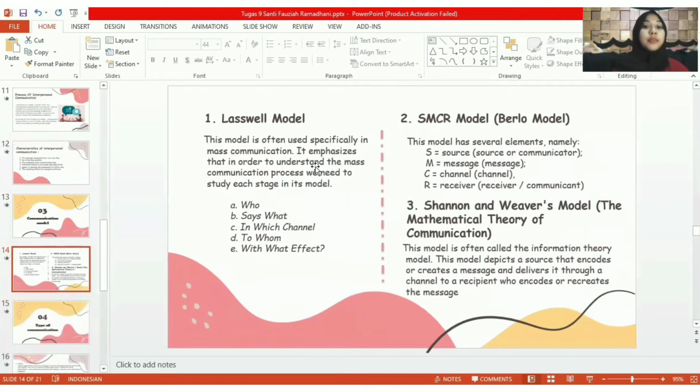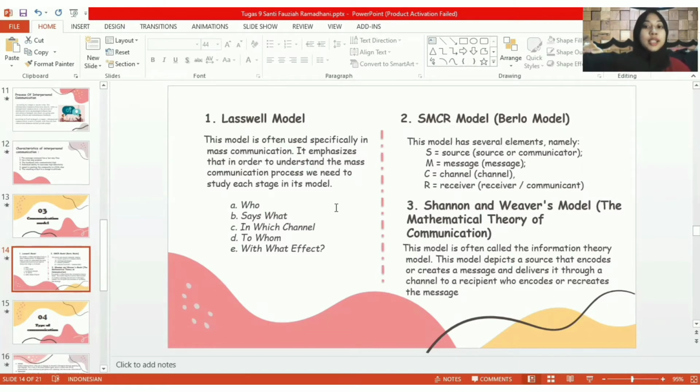Communication model. The first is the Lasswell model. The model is often used specifically in mass communication. It emphasizes that in order to understand the mass communication process, we need to study each stage in the model. Like who says what, in which channel, to whom, with what effect.